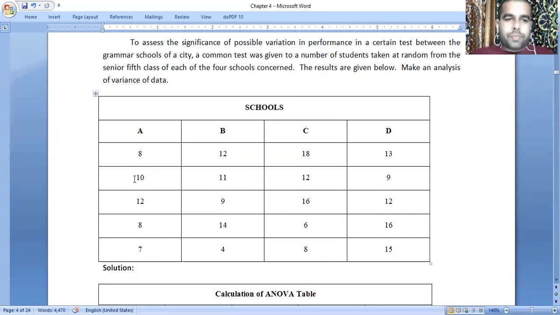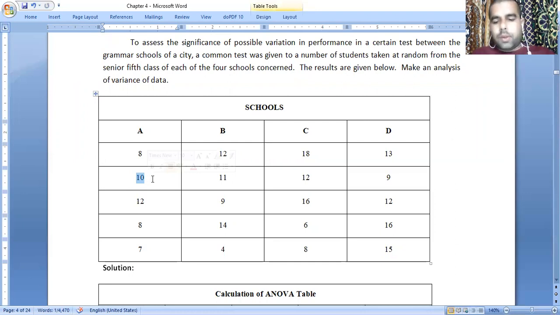For example, here 10 is not there. Okay, students, 10 is not there. This is an unequal table, not an equal table. And here, for example, there is no 9. It is an unequal table. Again here 12. In this table, only 4 values are there. Again in school B also 4 values are there. In school C also 4 values are there. But coming to school D, 5 values are there.